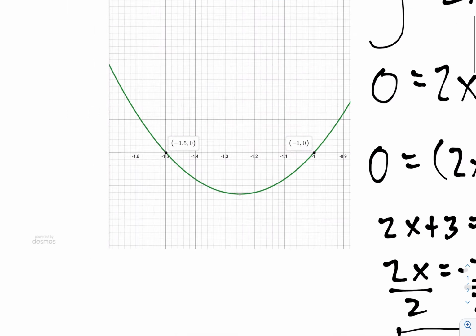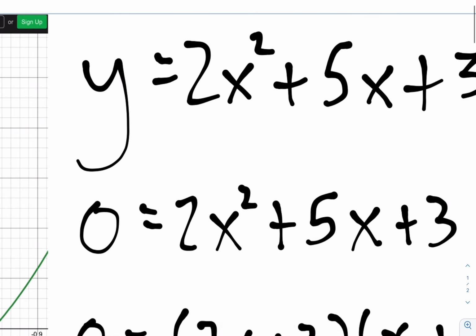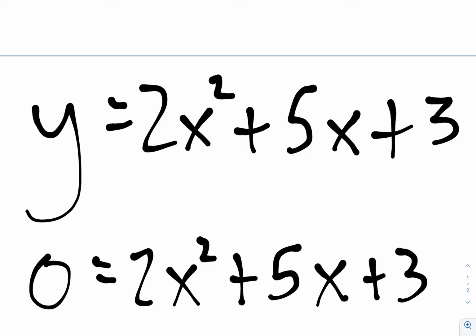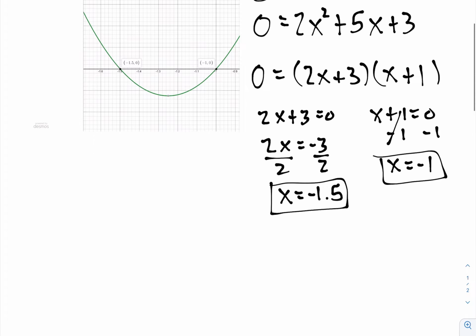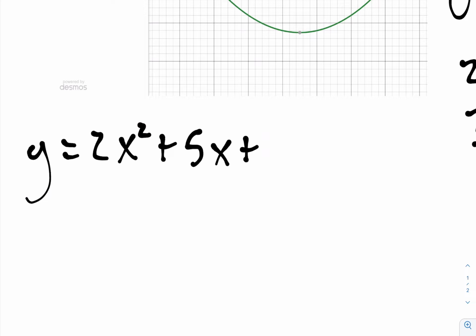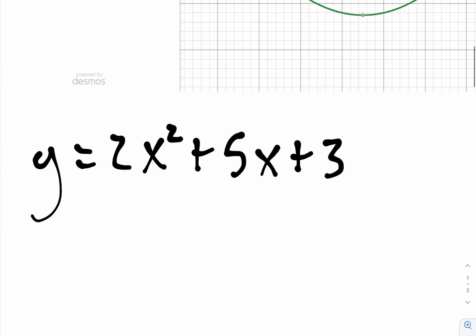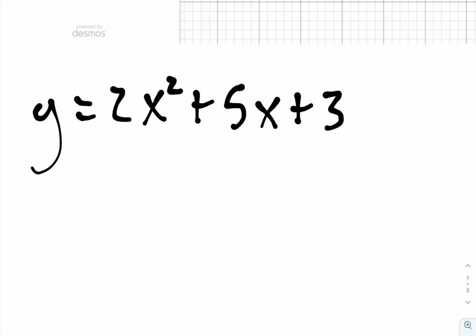Okay, so if you plug in negative 1.5 or negative 1 for x into this equation, you should get 0. So let's just try that out. We got y equals 2x squared plus 5x, and then it was plus 3, if I'm correct. Yep. So let's do the 1.5 first, negative 1.5.